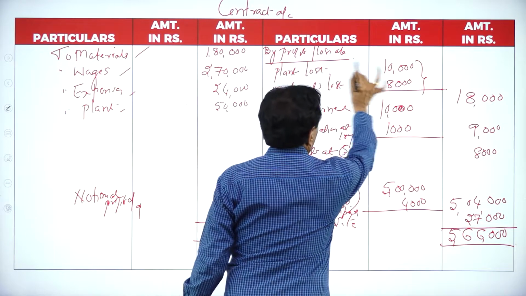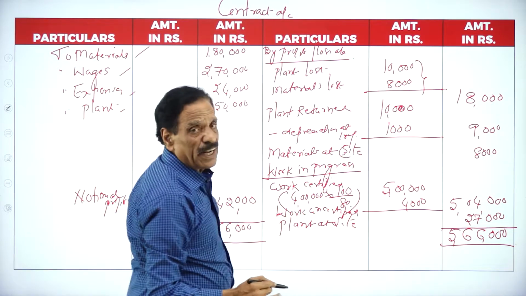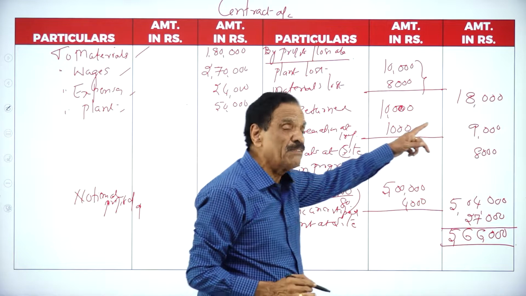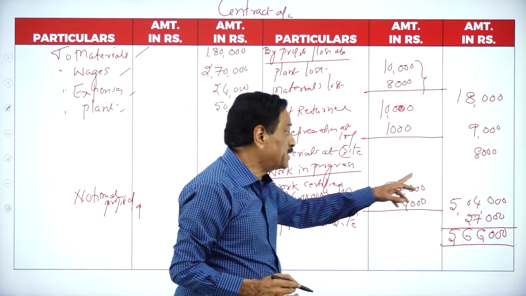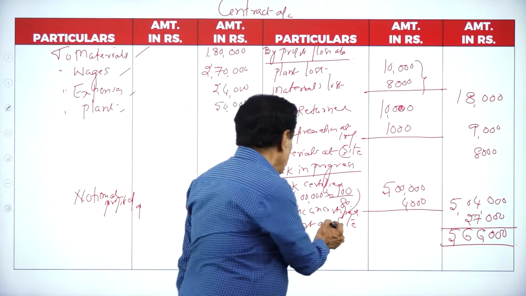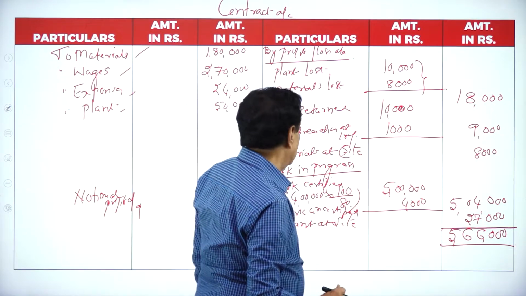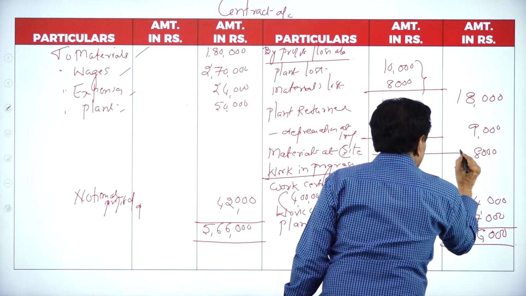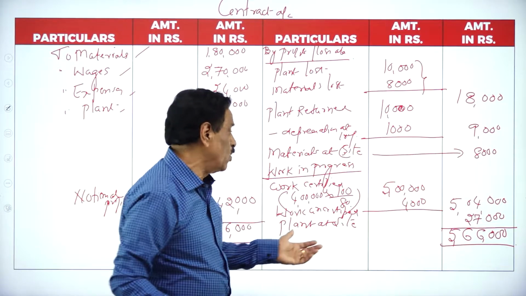What's the formula? Profit and loss account data to contract account. The company suffer a loss of 18,000. Planted site is 8,000 they have given. Then here you calculate, this is the, what's that? 8,000. Material at site is 8,000. Planted site you have calculated.